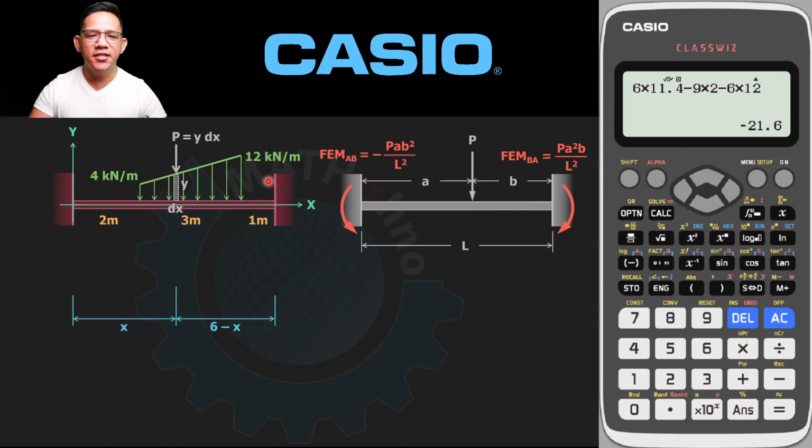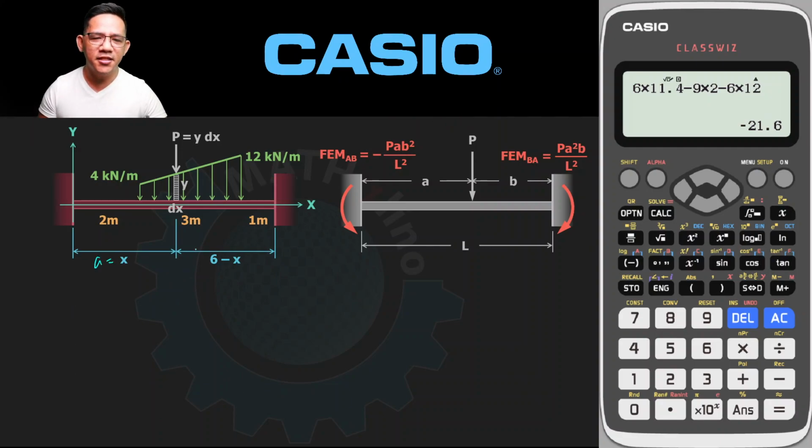And this is the distance A and B. So this is the distance A, and this is the distance B, with our L, again, equal to 6 meters. This is the value of L. Okay? 6 meters. Now, what is our fixed end moment AB?